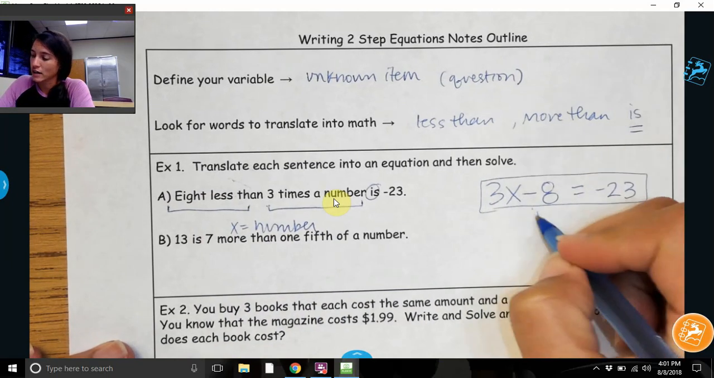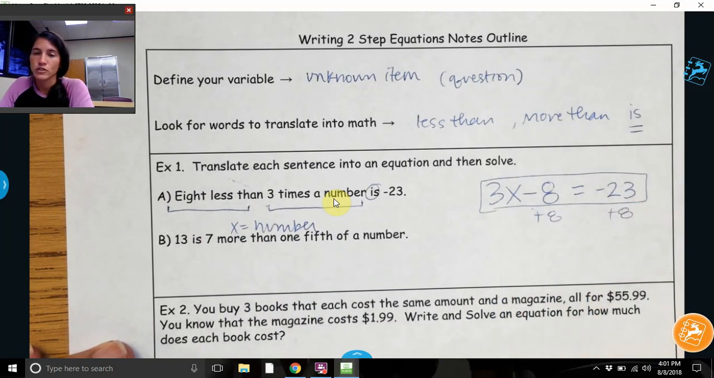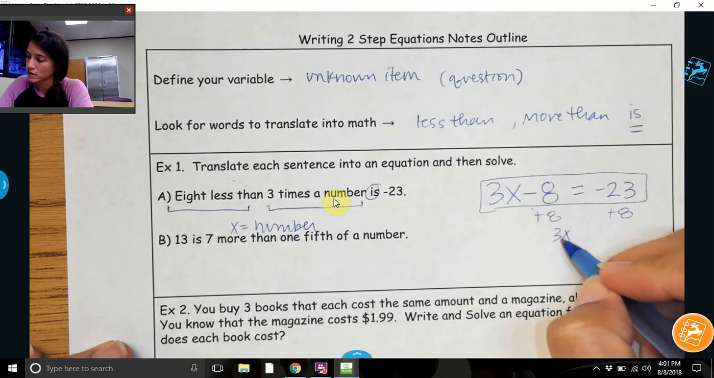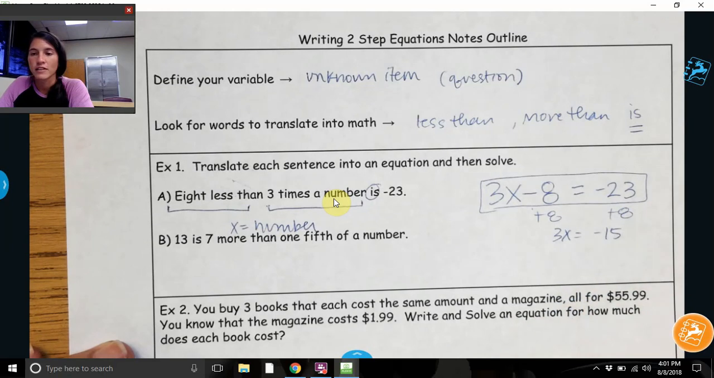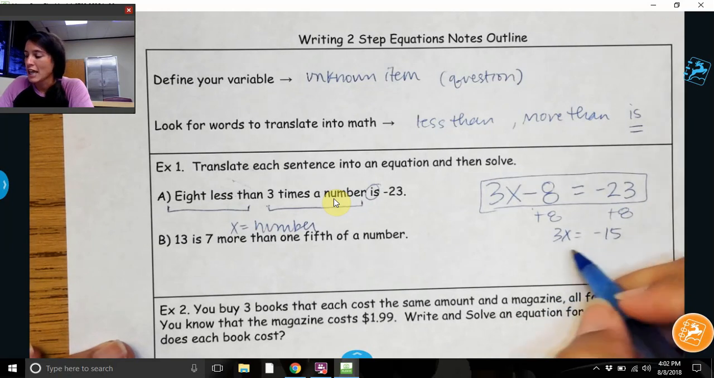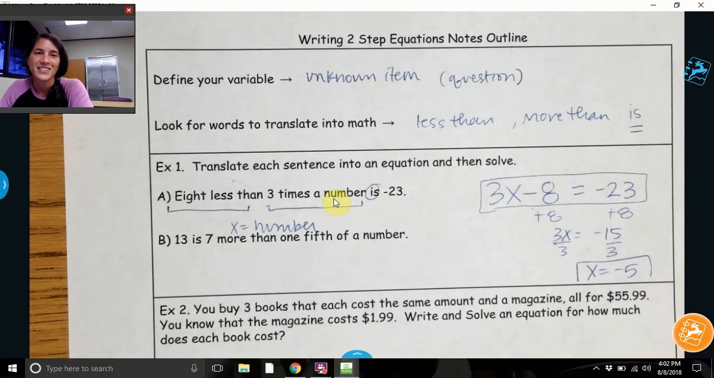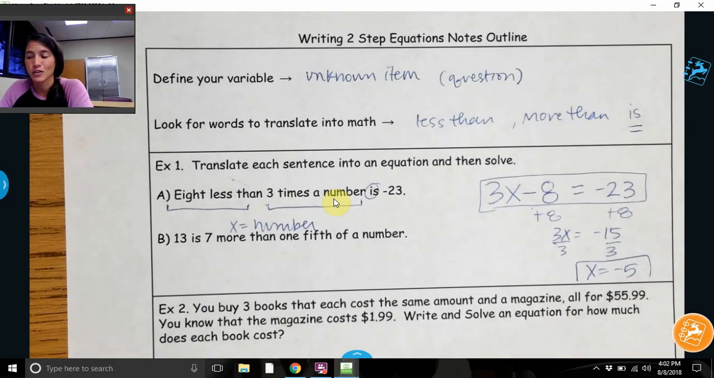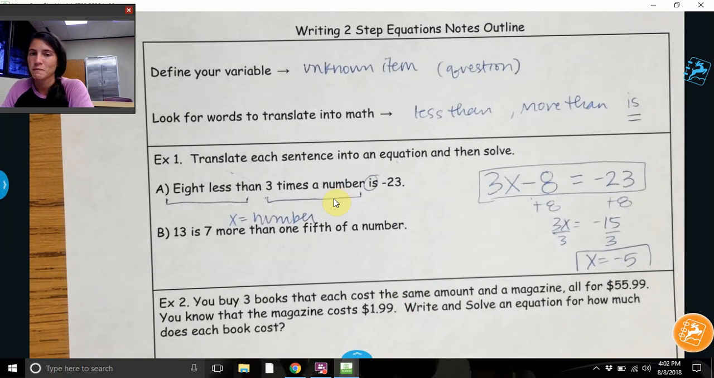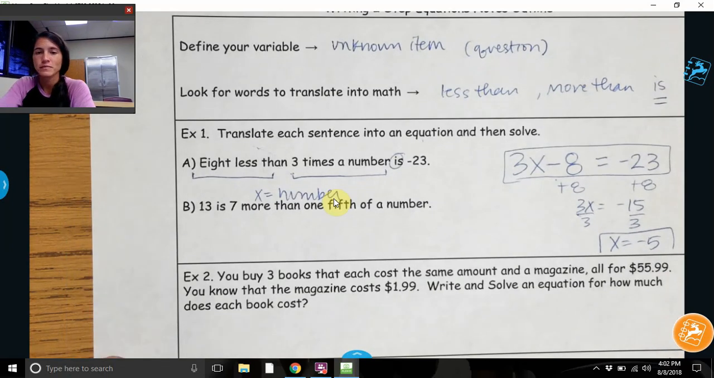We're going to add 8 to both sides. Whatever you do to the left, you do to the right. Negative 23 plus 8 is negative 15. Then we're going to divide both sides by 3, and x is equal to negative 5. So I have translated it, and then I have solved it. I've written an equation, and then I've solved it. Let's do b together.